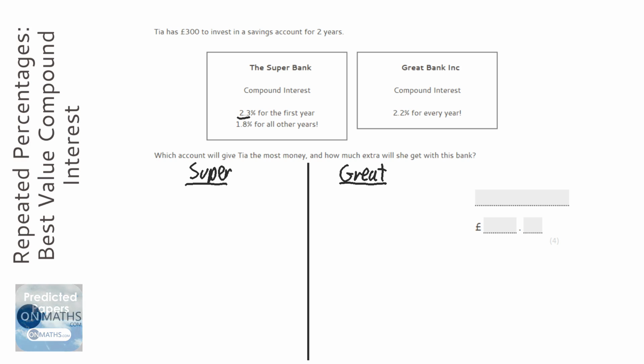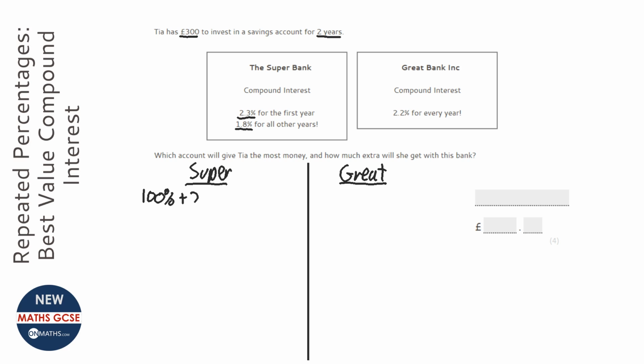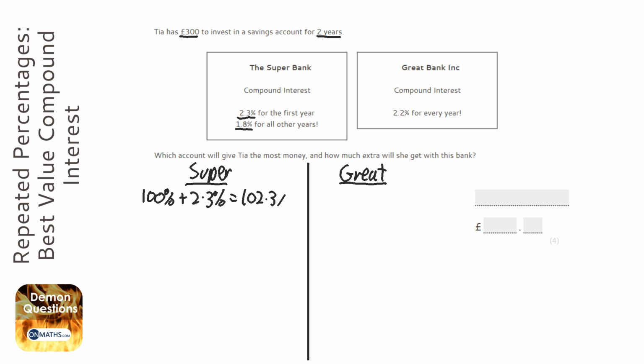It says we have 2.3% for the first year and 1.8% for all other years, and we're doing this for 2 years at £300. So first of all I want to work out what the multiplier is. Since this is the calculator paper, we use the multiplier method. We start off with 100% always, and compound interest means we're gaining money, so we're going to go up by 2.3%, so that means we'll have 102.3%. As a multiplier, we just divide that percentage by 100 to get it as a decimal, 1.023.